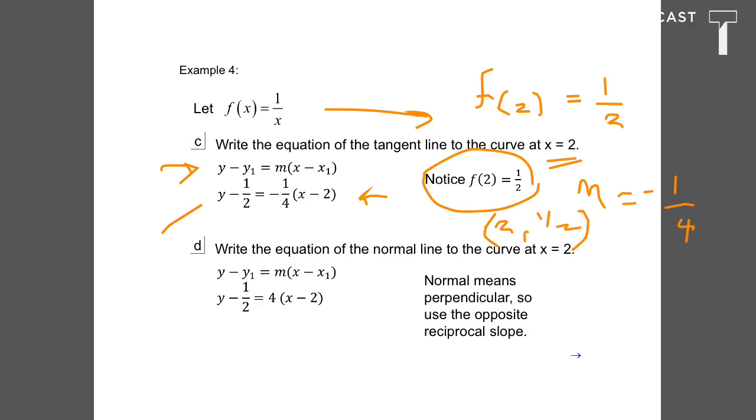And for part D, the only difference is we've been asked to find the equation of the normal line. Remember, that's the line that's perpendicular to the tangent line through the same ordered pair. I'm going to use that same ordered pair 2, 1/2 as my x1 and y1. And now the opposite reciprocal of my slope of negative 1/4 gives me a slope of 4. So you can see that I have used the slope 4 in that equation. So final answer.